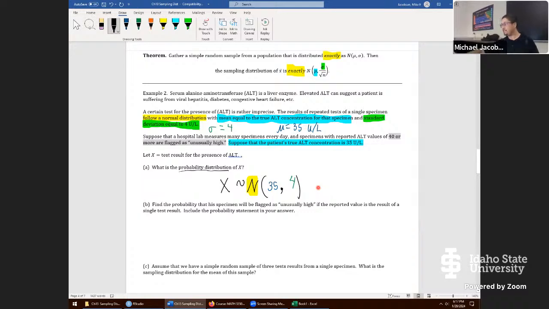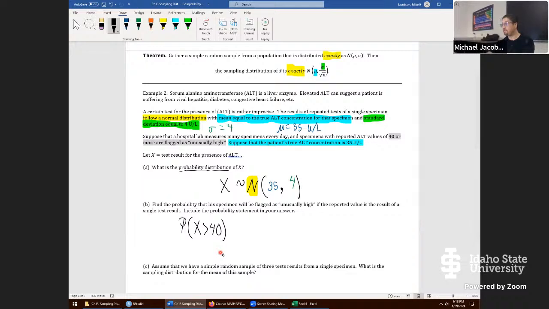Okay, now that we have that, it says, find the probability that this specimen will be flagged as unusually high. And I think we have something there. It says 40 or more flagged as unusually high if the reported value is a result of a single specimen or single test result. So if they're talking about one single test result, we're talking about X here, and we're not using anything fancy, just this distribution. So the whole question can now be rephrased as, what is the probability that X being flagged as unusually high is 40 or more, so X larger than 40?